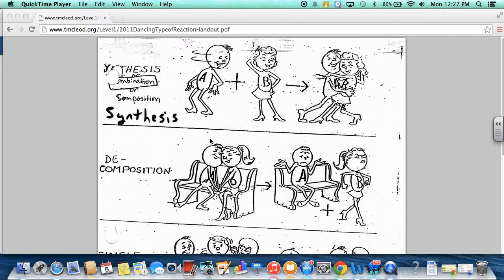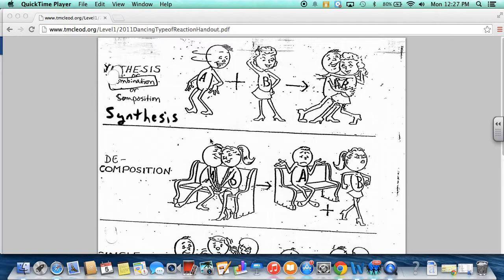Synthesis, which is also called combination or composition. Second type is decomposition, then single replacement or single displacement, and double replacement or double displacement. And then the final one is combustion. If somebody gives you a chemical reaction, how do you know which one of these 5 it is? And that's what this handout provides you, a pictorial help in finding out which is which.